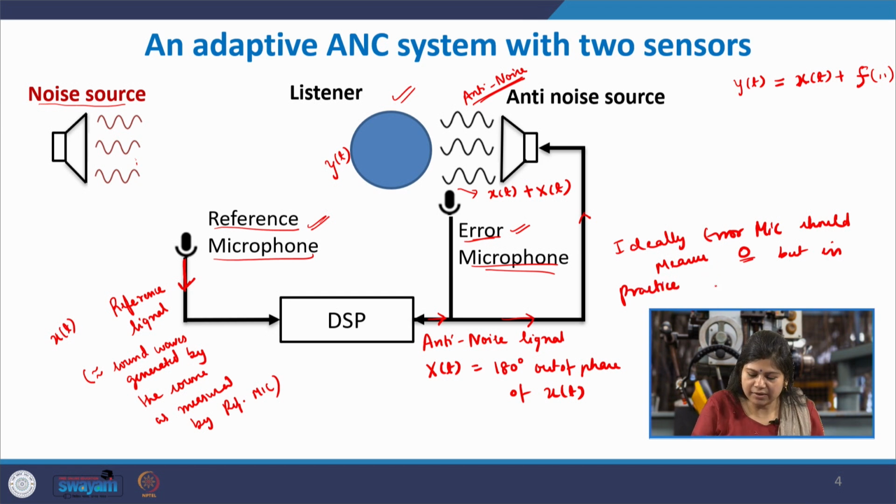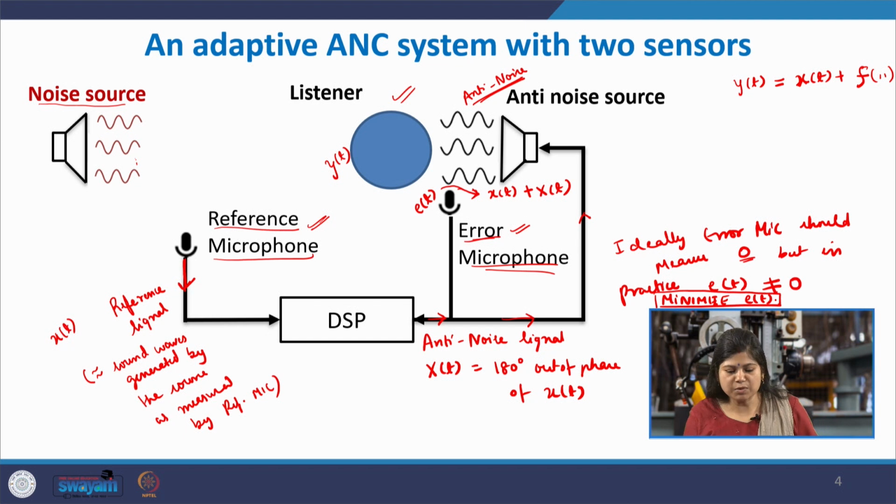The signal measured at the error microphone, let us call it yt. Yt is the signal reaching the receiver. So, let us call the signal at the error microphone small et, which is xt plus capital Xt. In practice this signal measured at the error microphone is never equal to 0, but for a good ANC system it should try to minimize the error signal. So, this becomes the objective: you should make the error signal as small as possible, so that near perfect cancellation can be achieved.